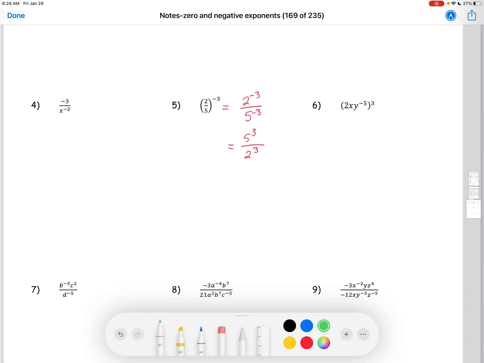This is our final. If we want to simplify it, it becomes 125 over 8. And notice that we just end up putting the 5 in the numerator and the 2 in the denominator. So this could also be 5 over 2 to the positive 3. So that's why initially when we were looking at this problem, I said, oh, we just flip the fraction. And it's like, what? Why? So here's why.